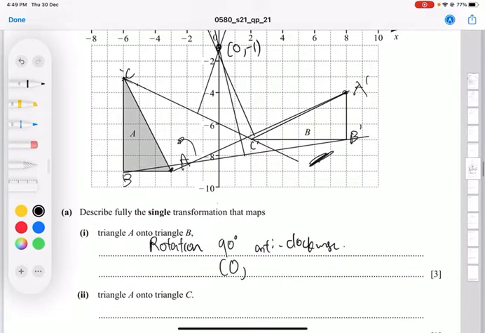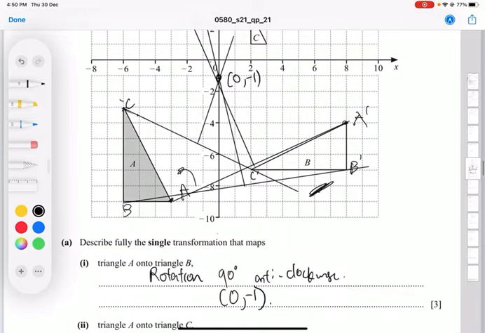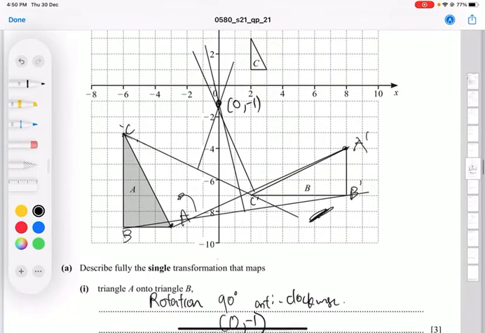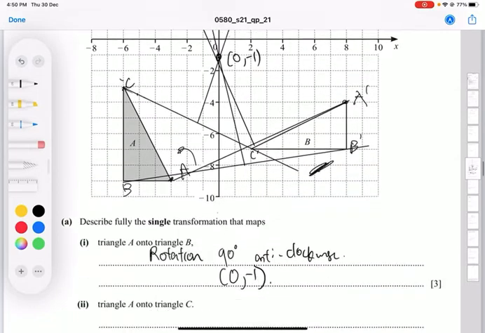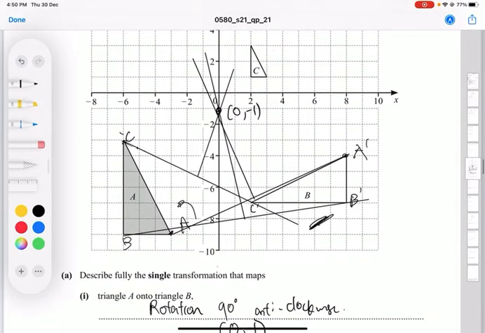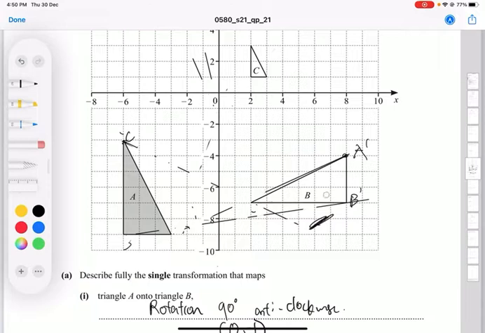So make sure you draw the perpendicular bisectors properly, and it also depends on the paper itself, how it scales when you look at it. So anyway, that's done. I'm going to remove it. Now triangle A onto triangle C. Triangle C is that small triangle on the top right there. And as you can see, it clearly falls under a scaling transformation. So it reduces in size.